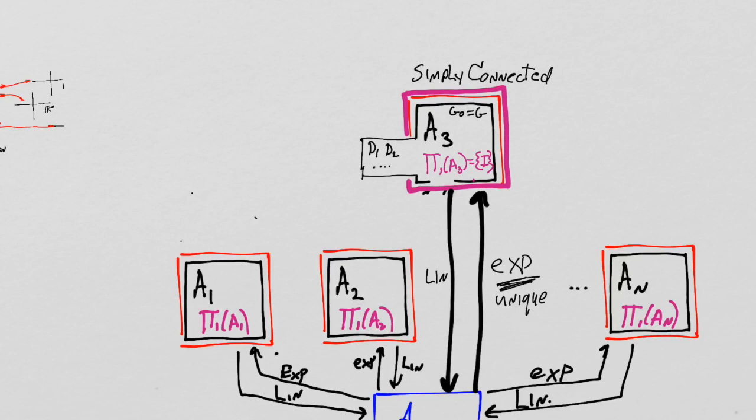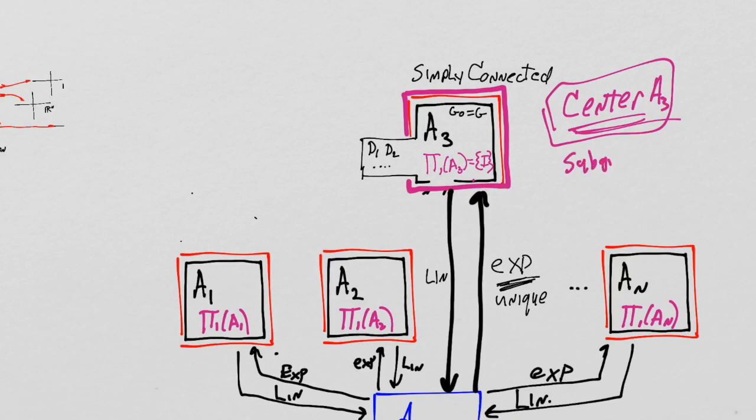And we can talk about the center of A3. The center of any group is the set of all elements that commute with everything in the group. And every group has a center. It may be the trivial group, but if it's not, then the center can be an interesting subset of the group A3. But it's more than just a subset, it's actually a subgroup. So the center is a subgroup. And in fact, because everything commutes with the center, it's also an invariant subgroup, right?